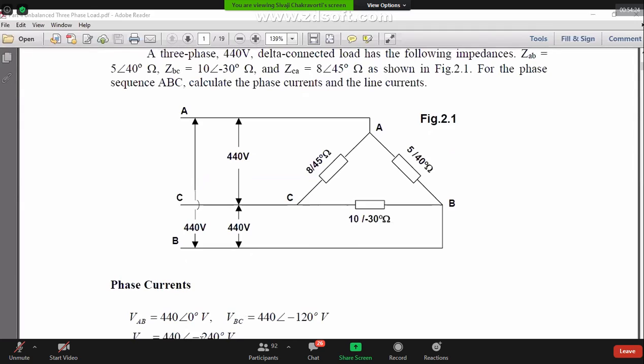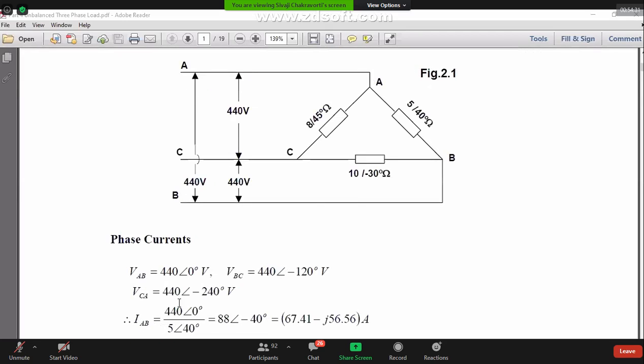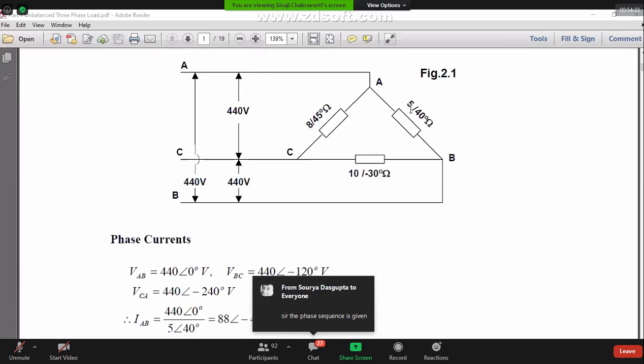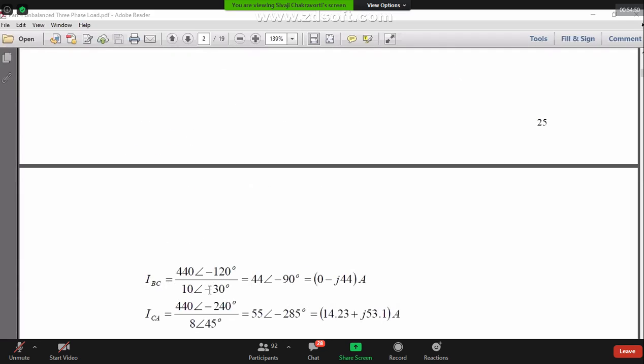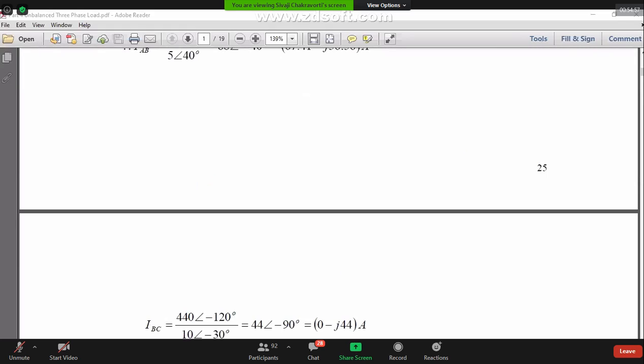Therefore, again I repeat, please remember in your coursework that for an unbalanced system, first and foremost you have to write down the three voltage expressions. How? By writing the magnitude and the phase angle. So here you can see I have written VAB 440 angle 0 degrees, VBC 440 angle minus 120, VCA 440 angle minus 240.